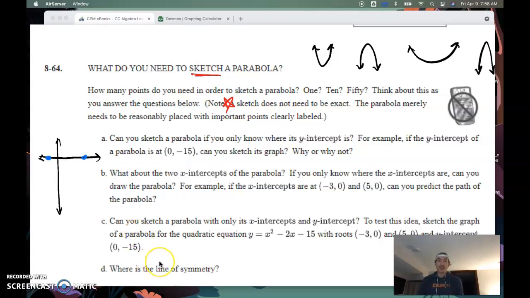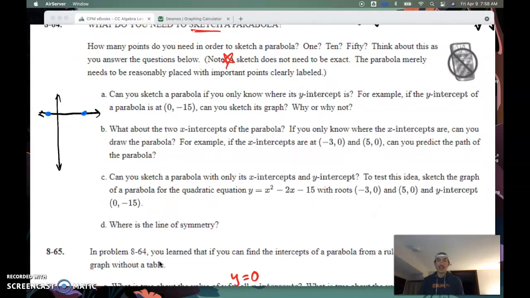And part C then says, what if we know the x-intercepts and the y-intercept, right? Certainly 2 points is better than 1, and a logical follow is that 3 points would be better than 2. So if we throw that y-intercept back in there at (0, -15), look at that. Okay, that's better, and now I have some idea of the direction. Now I know that parabola has to do something like that. So is that enough information? It's certainly better, but it's not going to be perfect, right?